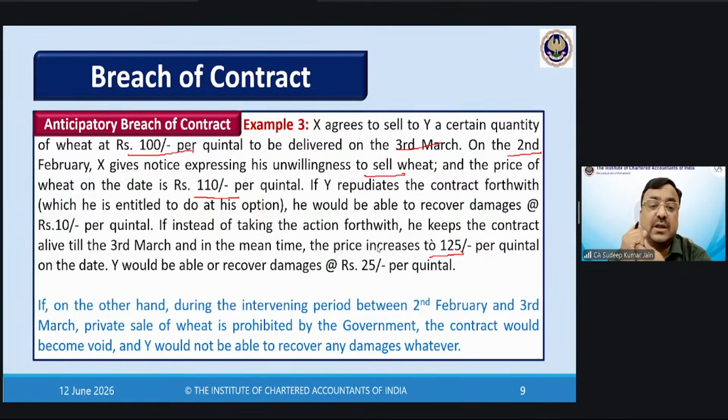Suppose the private sale of wheat is prohibited by the government after 2nd February. Now the performance becomes impossible, and in that case, Y cannot claim anything, and the contract is void due to the impossibility of the contract by subsequent illegality. Right?